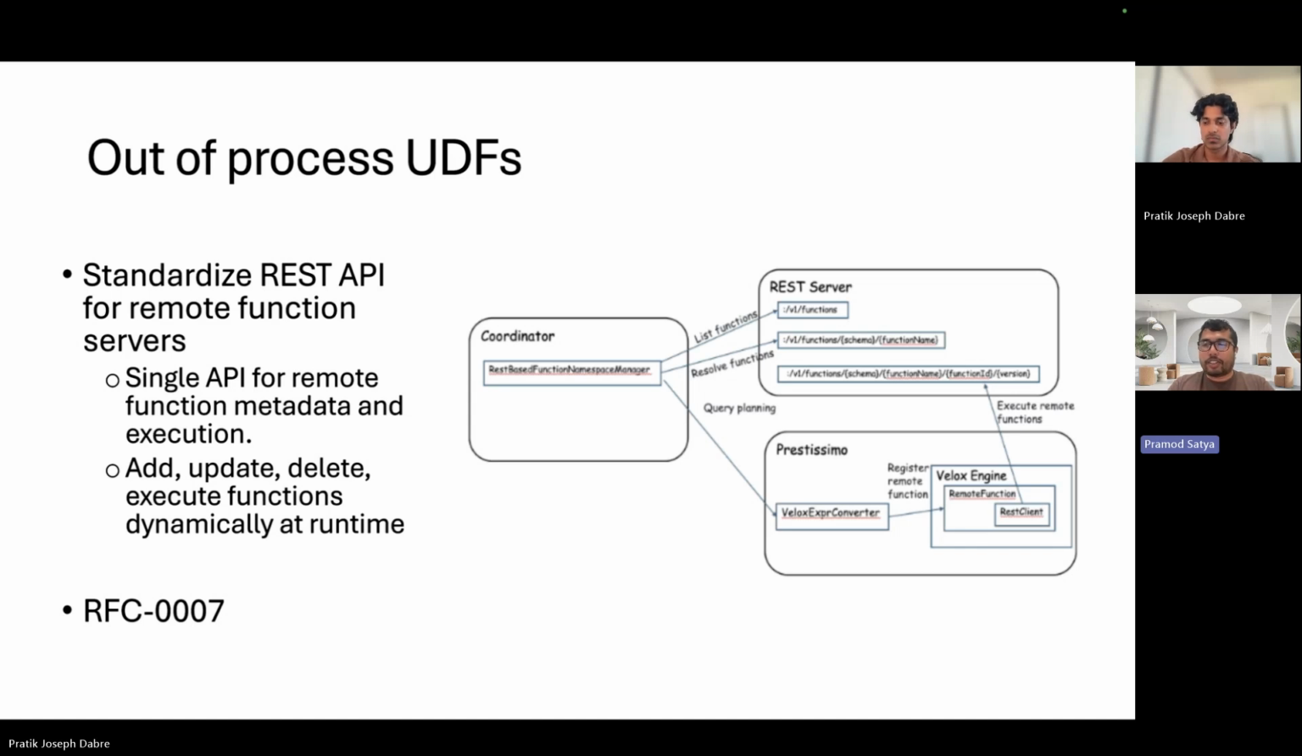With the standard REST API, users can customize their function servers by just implementing support for a single REST API, and this can be used by both Presto Java and Presto C++. Right now we are supporting the Presto page format in order to serialize and deserialize data, but in the future we'll also be supporting the Arrow format. For more details about out-of-process UDFs, you can refer to RFC7.